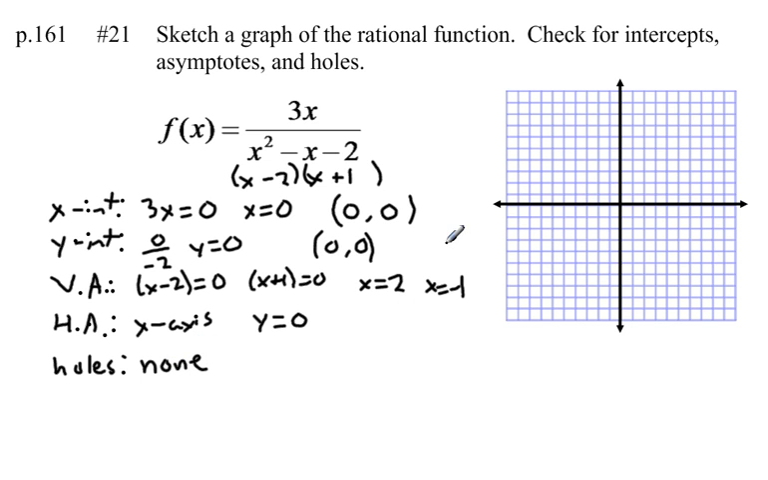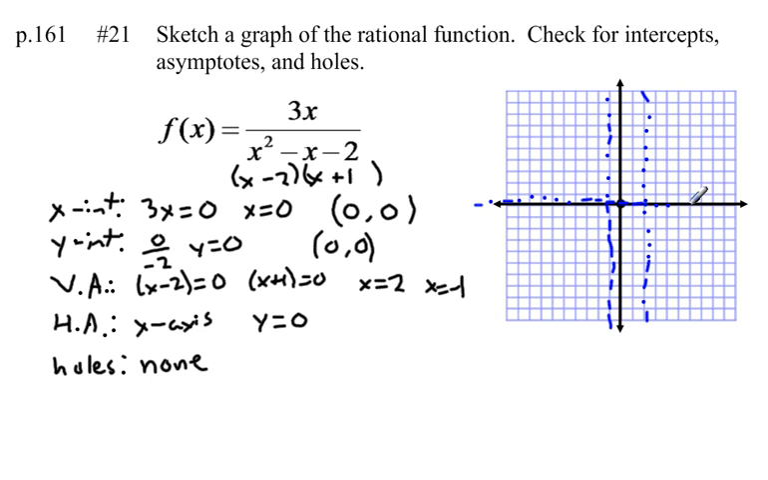Okay, let's start working on a graph. First of all, our x-intercept and our y-intercept are the same. Our graph goes through the origin. Next, vertical asymptotes. We know they're at x equals 2 and x equals negative 1. They're really not part of our graph. They just tell us where our graph goes. So x equals 2, x equals negative 1. We've got these vertical asymptotes, and we've got a horizontal asymptote at y equals 0.